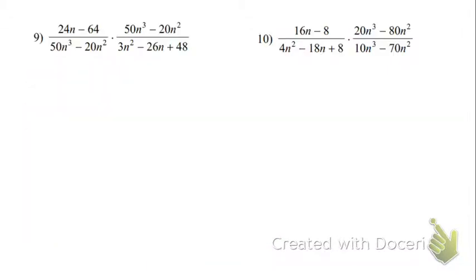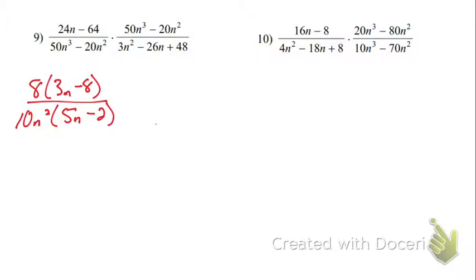All right, next ones. These are getting gross. We do number 9. Let's see how long that takes us. So we're multiplying here, so I'm just going to go ahead and factor the top, factor the bottom. I can take a 4. No, I can take an 8 out of the top. So 8, I'm left with 3n minus 8. Wow, sorry about that. And then on the bottom, I can take out a 10n squared, and I'm left with 5n minus 2.